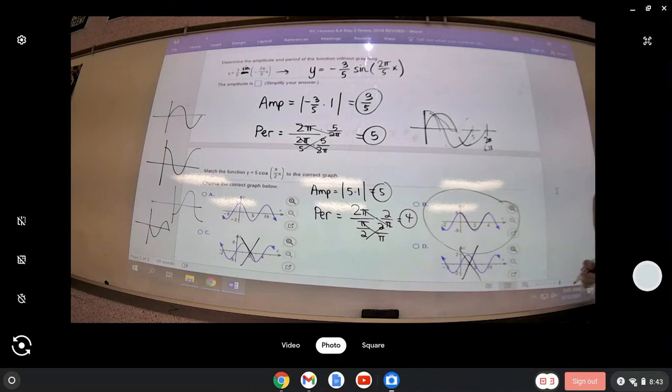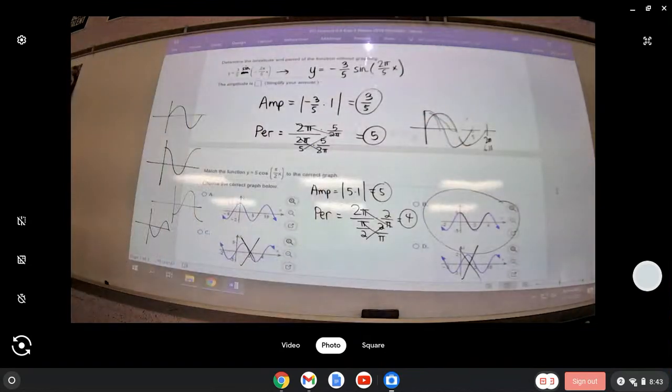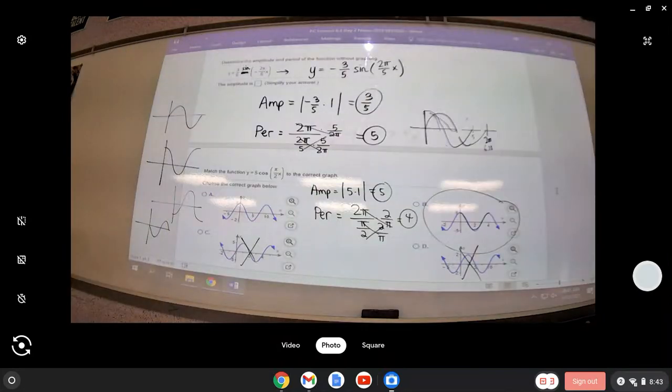So it's definitely graph B. It has the correct period. It has the correct amplitude. It has not been reflected over the x-axis. That's definitely the graph that we want. Okay? All right. And again, if you have any questions, please feel free.